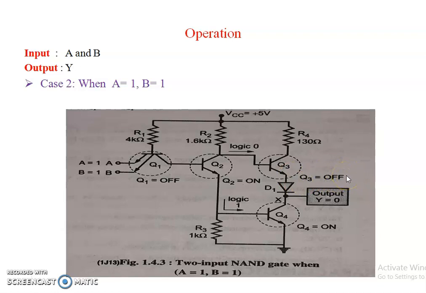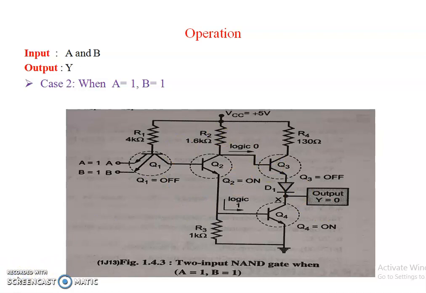The emitter current from Q2 flows through the base of Q4 and the base emitter junction of Q4 is forward biased. So Q4 is in on state. And the transistor Q4 goes into saturation producing output, that is Y equal to 0. It means it is in low state. So from case 1 and case 2, we can see that the logic circuit operates as a two-input TTL NAND gate. Also, the truth table verifies case 1 and case 2.